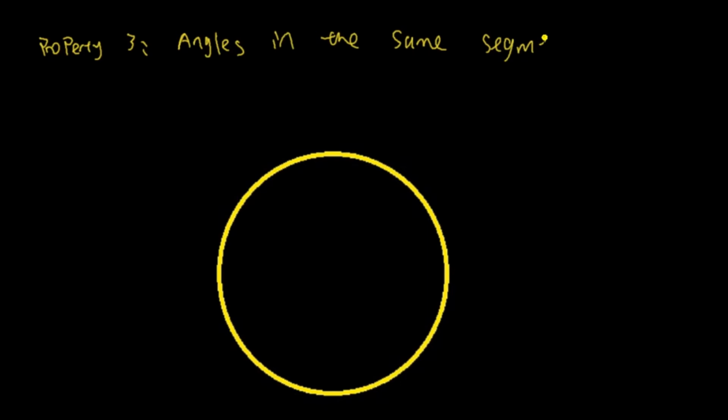Okay, let's move on to property number 3. Again, number 3 on my list. So let's call this property 3. What it's saying is that angles in the same segment are equal. Okay, so first of all, what is a segment? So let's define segment first. So let me say, okay, so that is the center of the circle.